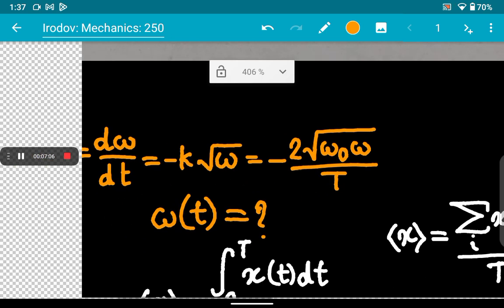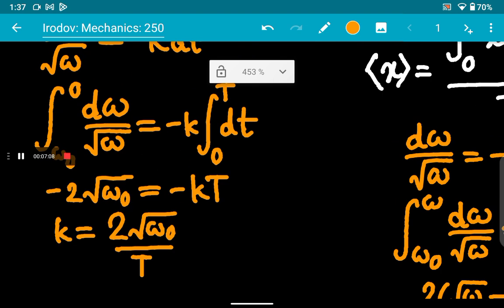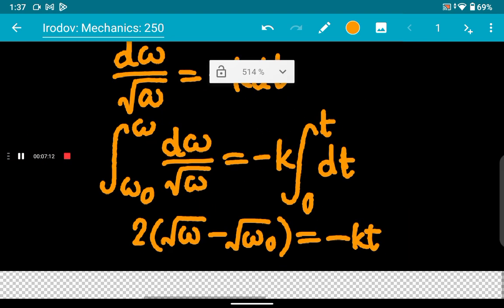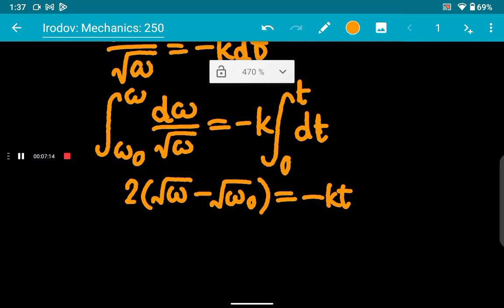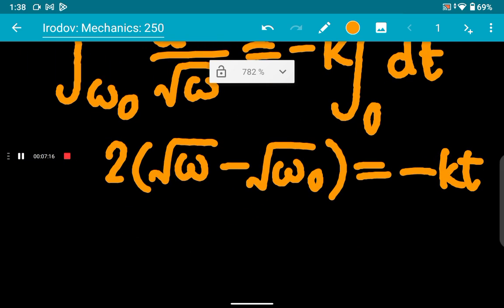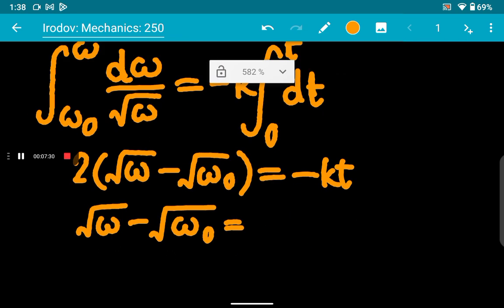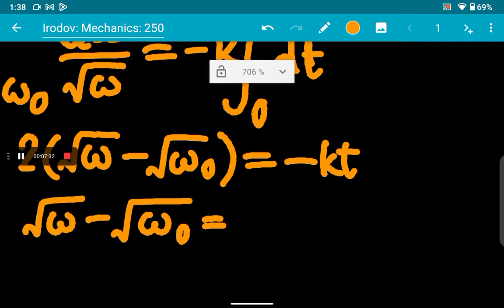So this is the value of k. Let's write it here, replace it here, and derive this omega. The 2 will be gone, since k has a 2 term, so this will look something like this, and k was 2 root omega naught divided by T.